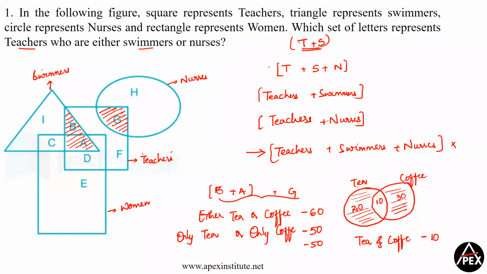So using this example, this is a simple example, isn't it? Now you understood how to determine the regions for either tea or coffee, only tea or only coffee? Okay, either tea or coffee, but not both, and tea.